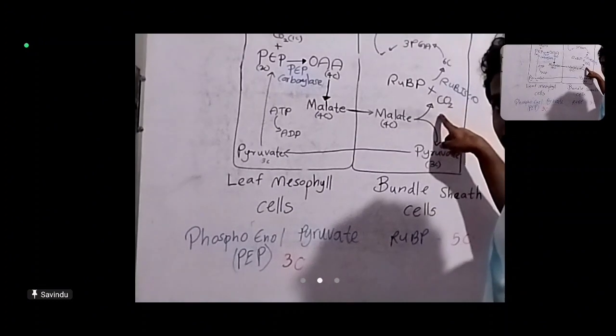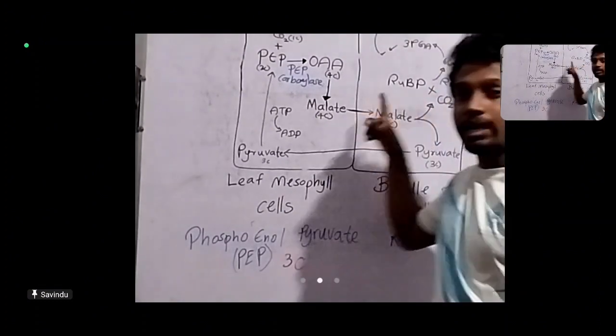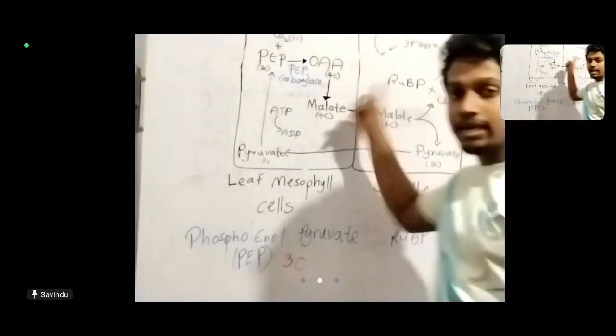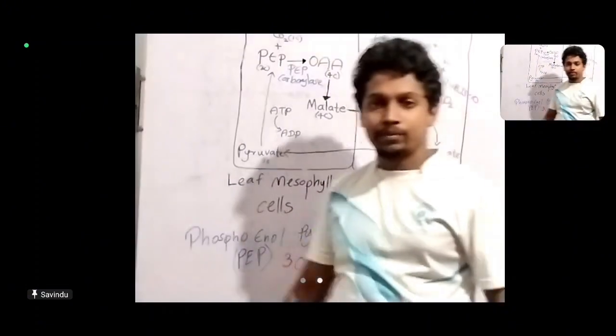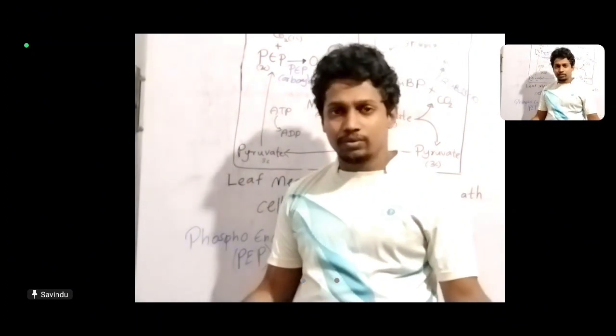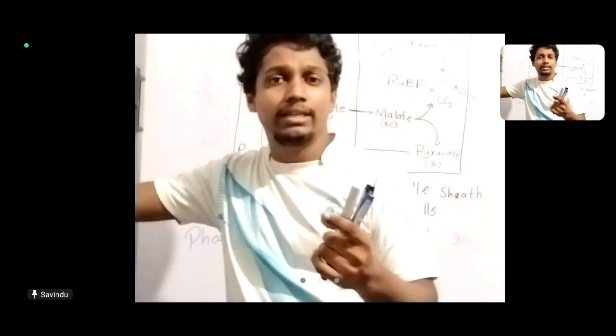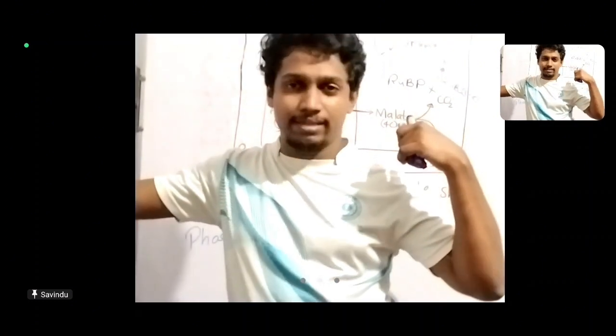The released carbon dioxide, so what happens? Here there is RUBP and Rubisco enzyme. So isn't there oxygen? That's a good question. And there is not much oxygen here in bundle sheath cells.